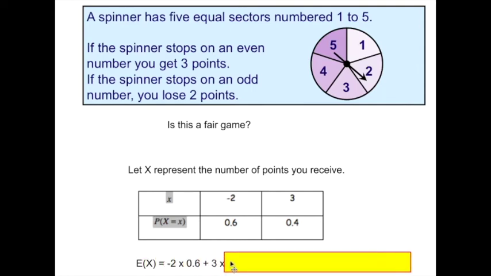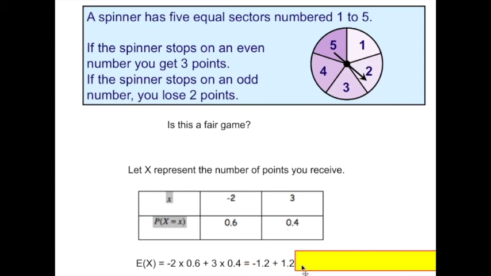So let's work out the calculation. It would be this times this plus this times this. That is equal to 0, and therefore this is a fair game.